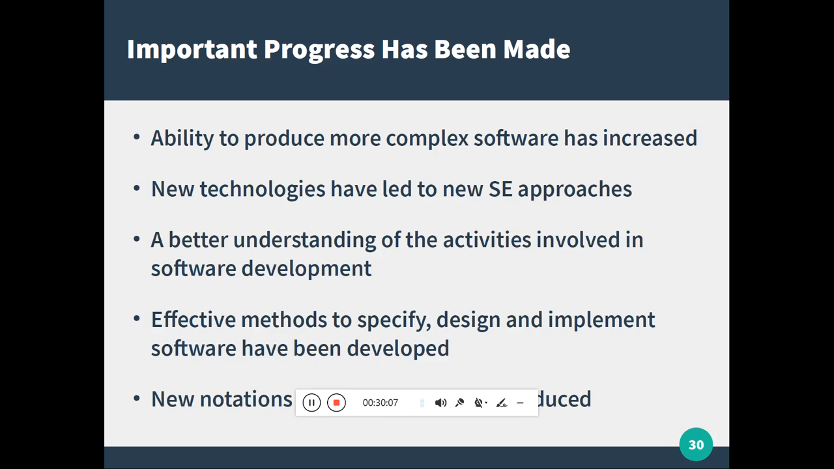So we have already made some important progress. We have the ability to produce much more complex software, and we have adopted new kinds of technology. Additionally, we have a better understanding of the activities involved in software development, and effective methods to specify, design and deploy software have been developed.